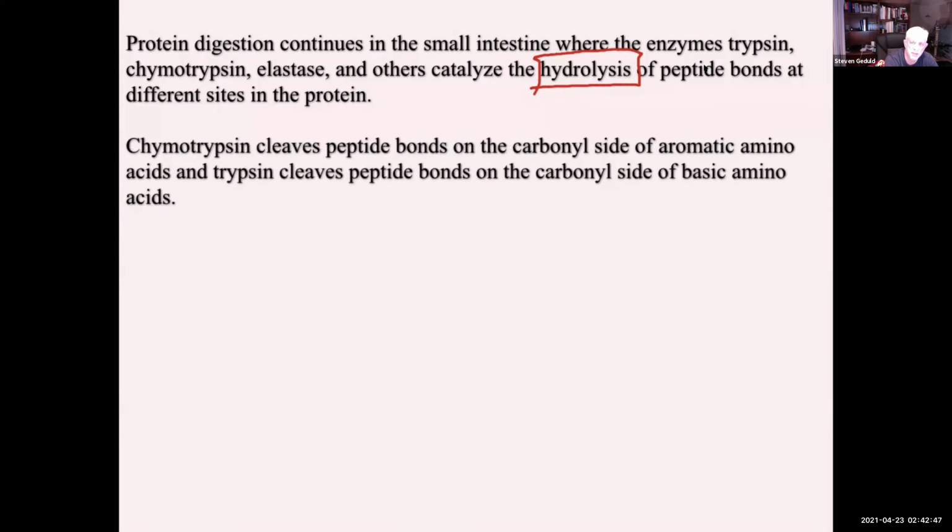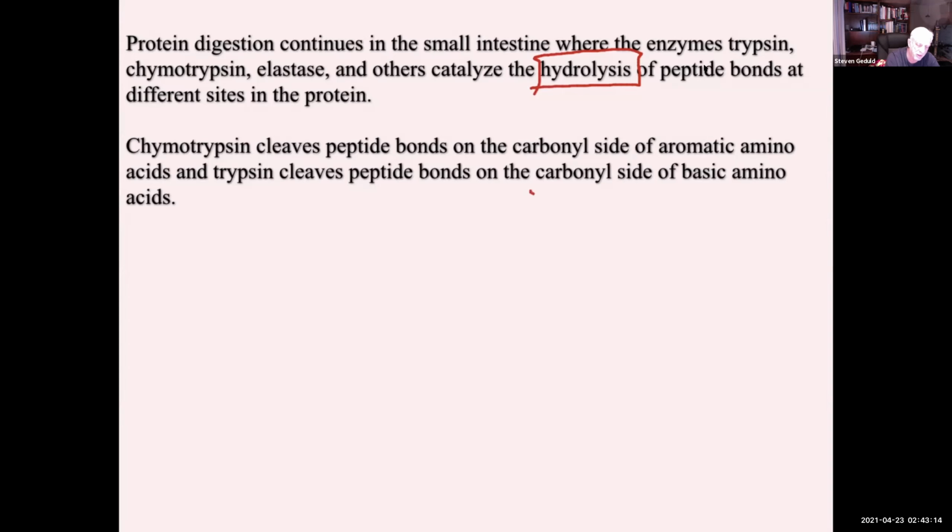Chymotrypsin cleaves peptide bonds on the carbonyl side of the aromatic amino acids, and trypsin cleaves peptides on the carbonyl side of basic amino acids. Remember we talked about different amino acids. Some are aromatic, they have a benzene ring. Some are basic, they have a positive charge. Some are acidic, they have a negative charge. Okay? And it cleaves on the carbonyl side.